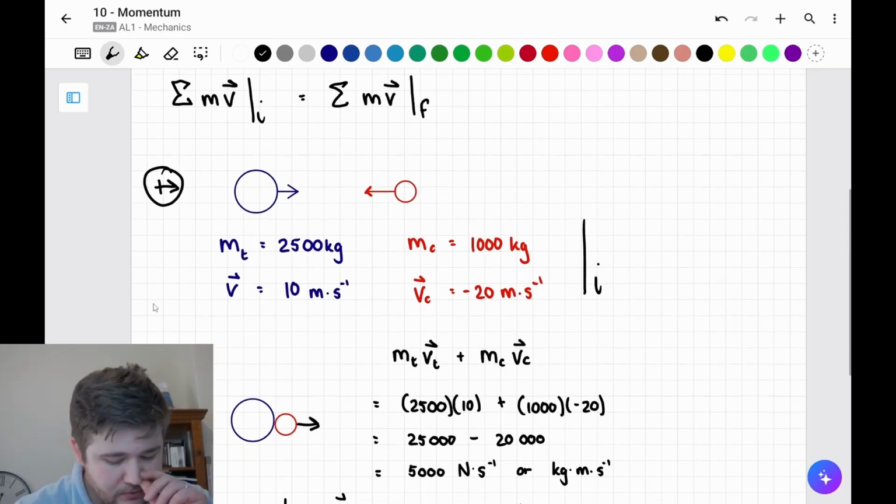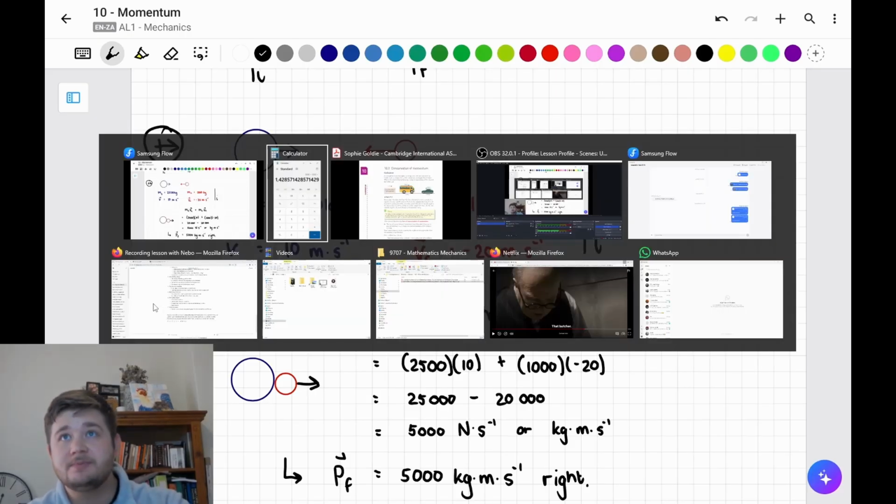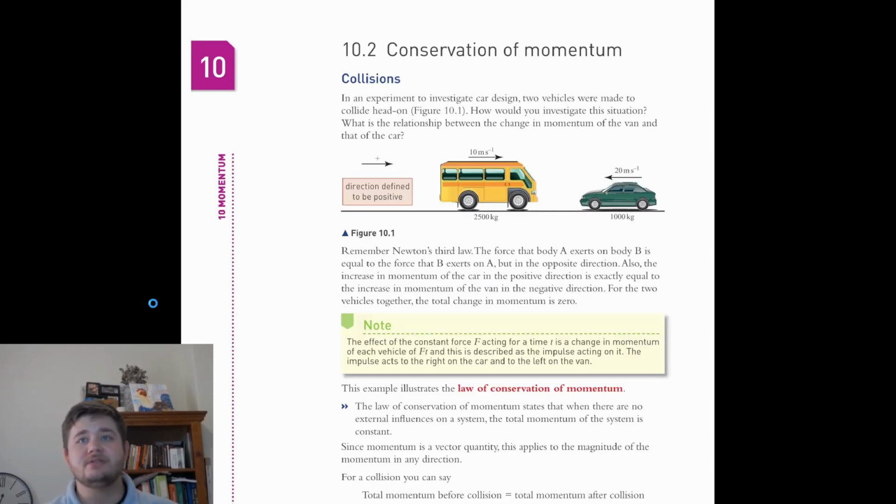So, these two vehicles colliding will experience some force when they do strike each other. That force we will consider in terms of impulse. Your textbook makes a little note of the impulse here, stating that the effect of the constant force F acting for some time t is a change in momentum of each vehicle of Ft, and this is described as the impulse acting on it. The impulse acts to the right on the car and to the left on the van.